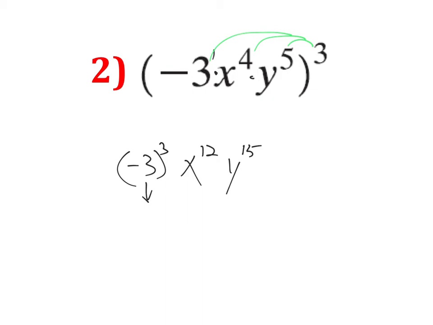Negative 3 to the third power, that's negative 3 times negative 3 times negative 3. That's going to give me a negative 27. So negative 27, x to the 12th, y to the 15th.